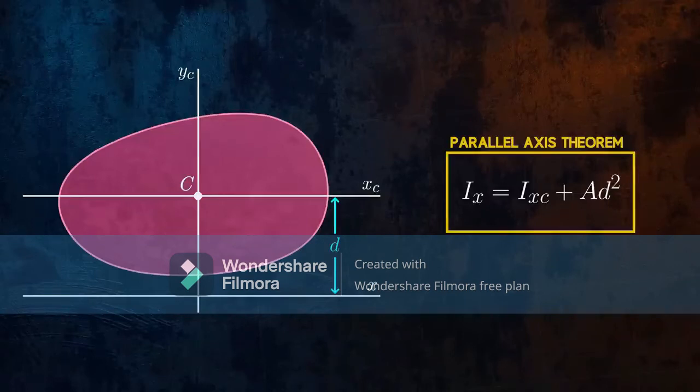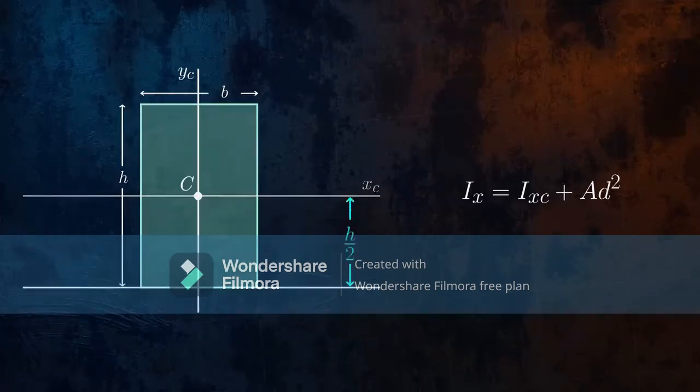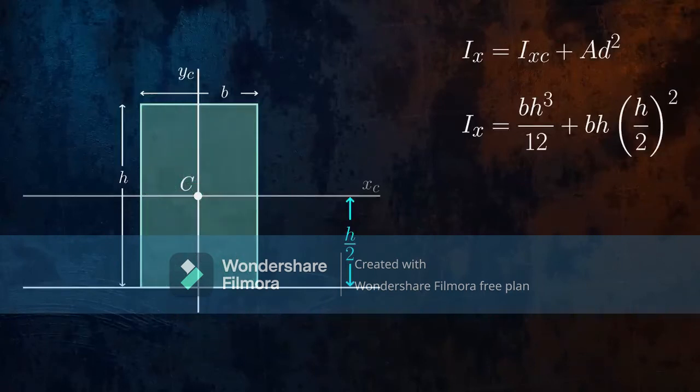It's useful because we can take the equations found in reference texts for centroidal axes and adjust them to obtain the moments of inertia for any parallel axes. Let's look at an example. Earlier, we determined an equation for the area moment of inertia of a rectangular cross-section about an axis passing through the centroid of the rectangle. We can use the parallel axis theorem to calculate I for an axis shifted to the bottom of the cross-section. All we have to do is take the equation for I we derived earlier and add the area of the rectangle, BH, multiplied by the distance h over 2 squared.